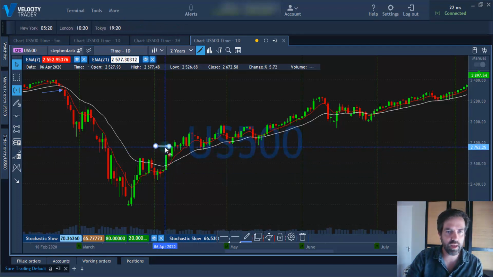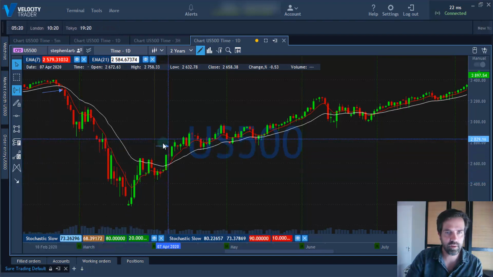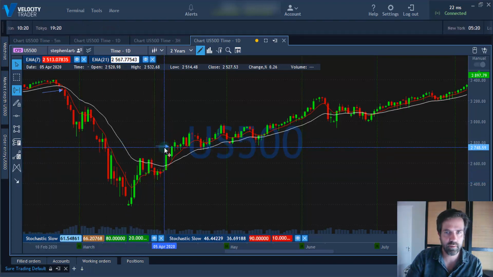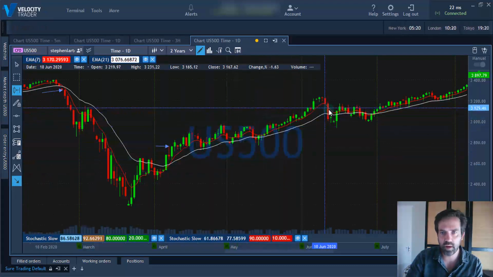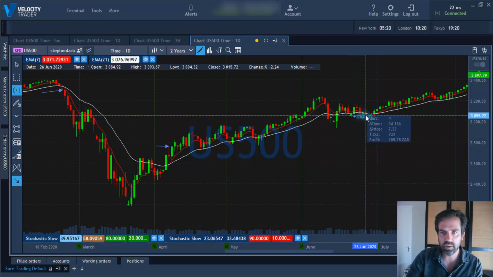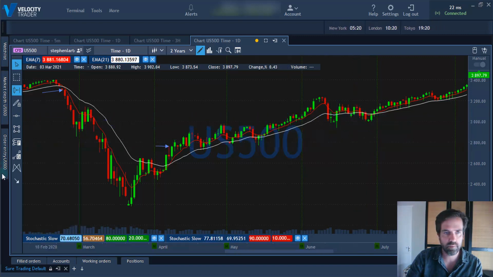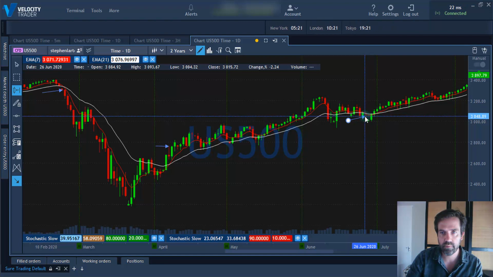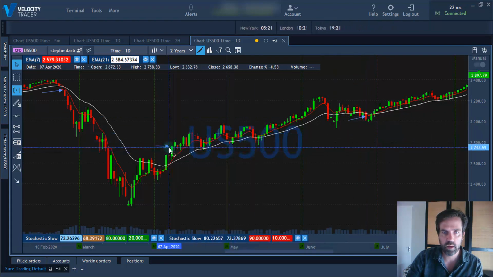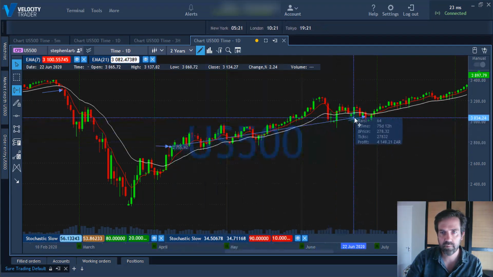So then you would enter again long where you exited short, so you would enter again over here, and then you would remain in the trade until it crosses downwards again, which is over here. And with this you would have potentially made a profit of 4,000 odd Rand.